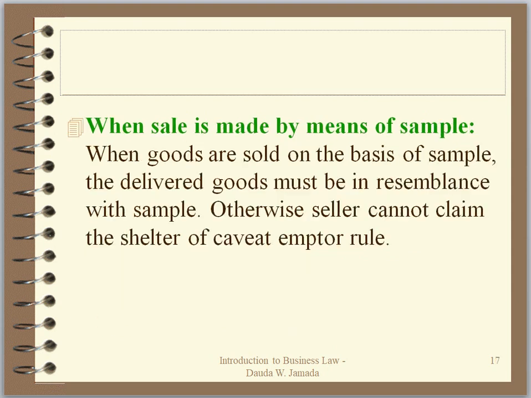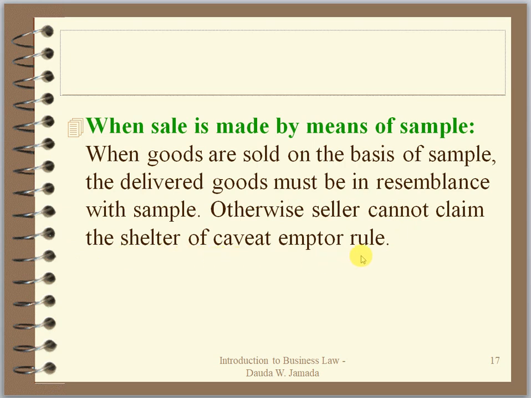Another one is when the sale is made by means of a sample. When goods are sold on the basis of a sample, the delivered goods must be in resemblance with the sample. Otherwise, the seller cannot claim the shelter of the caveat emptor rule.